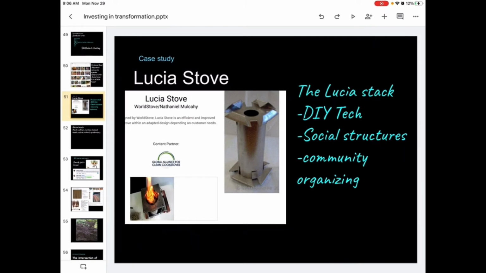This one is such a great example because this fellow here, Nathaniel Mulcahy, figured out a way to intervene in a system where people in a lot of the world still use open fires for cooking, and the particulate pollution is terrible for people's lungs and local air quality. So he created a type of stove called a top-lit updraft stove, which produces almost no emissions of any kind, just pure water vapor.